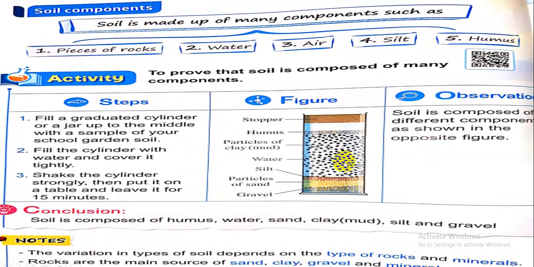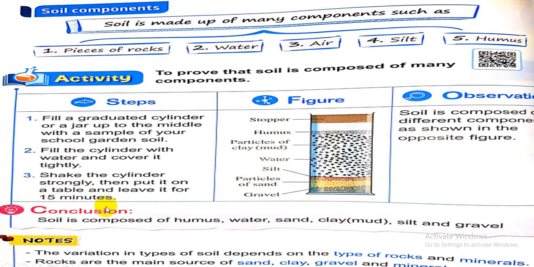In this activity, soil is composed of different components. Starting from the top, the top layer of the soil will be humus. Then particles of clay, means mud. Next water. Next salt. Next particles of sand. And the last layer will be gravel. Soil is composed of humus, water, sand, clay or mud, salt and gravel.